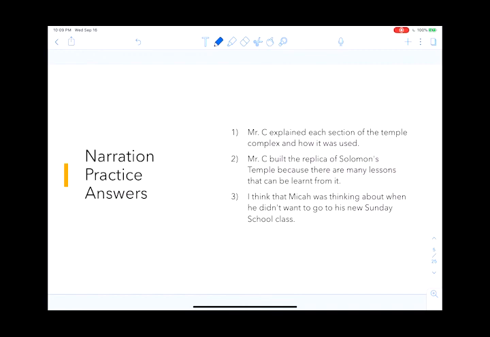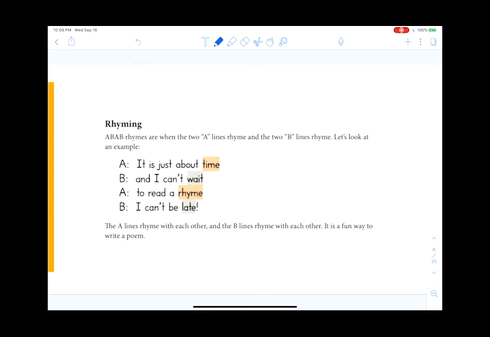Now, let's continue on to exercise 1, day 41. We will be talking about rhyming today. The first type of rhyme that we will study is called the ABAB rhymes. They are when the two A lines rhyme and the two B lines rhyme. Let's look at an example.